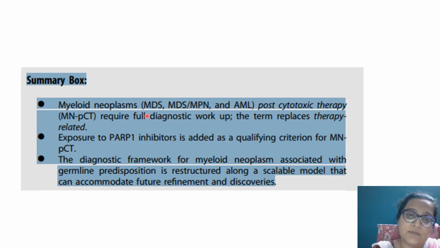So myeloid neoplasms, MDS, MPN, and AML post-cytotoxic therapy are now MN-pCT, requiring proper diagnostic workup. Exposure to PARP1 inhibitors is added as a qualifying criterion, and the diagnostic framework for myeloid neoplasms associated with germline predisposition is restructured along a scalable model, which I showed you right now, and can accommodate future refinement and discoveries.